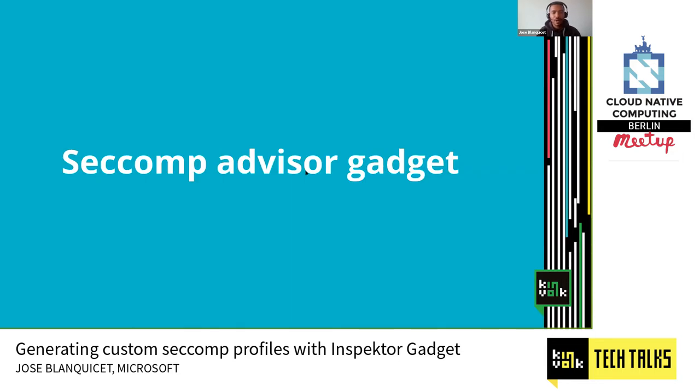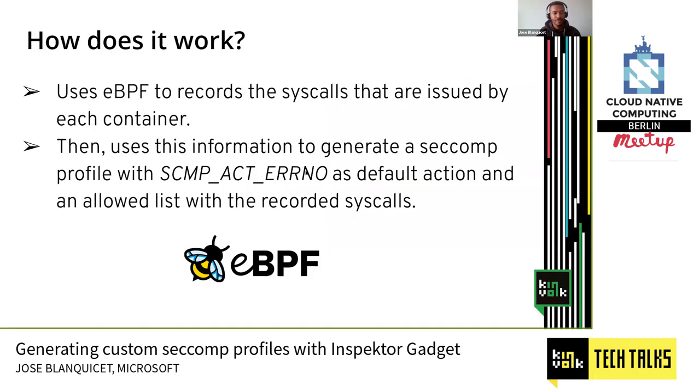Let me introduce what exactly the seccomp advisor gadget does and why we do it. The idea is to generate, with this gadget, a custom profile that we are going to use for our application, in order to avoid using a generic one or not having a seccomp profile at all. We use eBPF to record the system calls that are issued by each container. Then we use this information to generate a custom seccomp profile with a default action ERRNO. So any system call that is not in our allowed list will return an error.